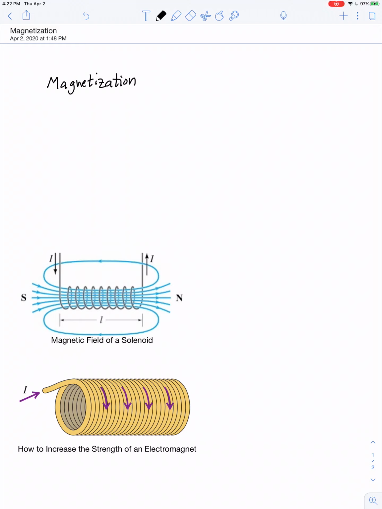In this video I want to introduce a quantity known as magnetization, and I want to introduce this idea in the context of an electromagnet.